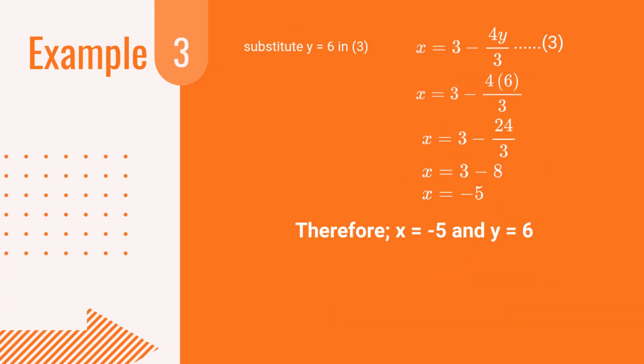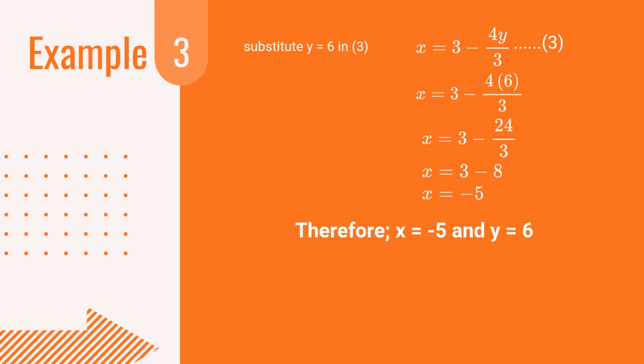Now, the next thing is to find your value for x. To find that, we are going to substitute our value for y, which we have gotten, into equation 3. Remember, y is now equal to 6. So we write down equation 3, which is x equals (3 minus 4y) over 3. Now, substituting, we have x equals (3 minus 4 bracket open 6 and close the bracket) all divided by 3.